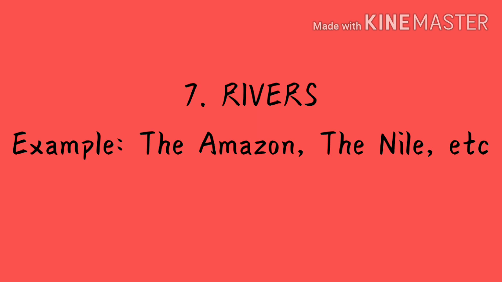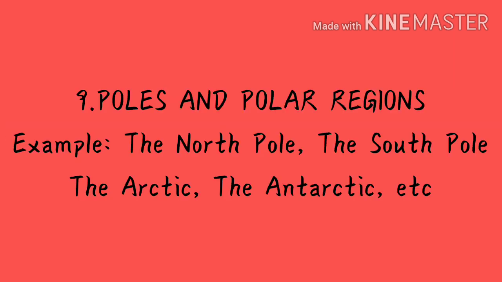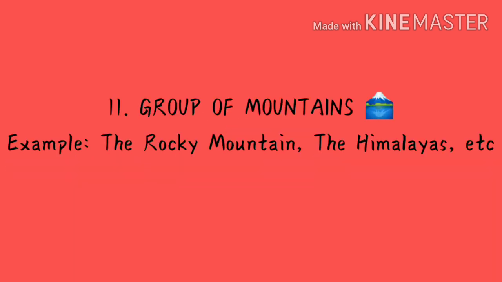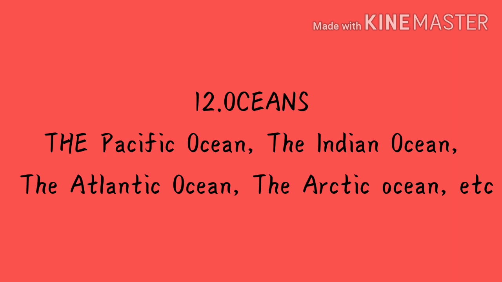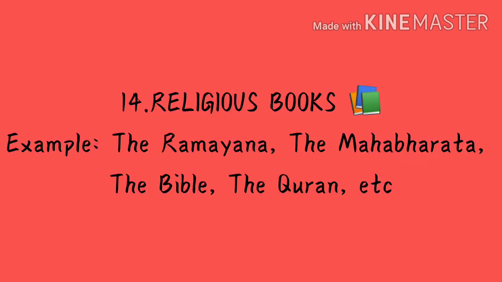Rivers, for example, the Amazon, the Nile, etc. Canals and channels, for example, the Panama Canal, the Suez Canal, the English Channel, etc. Poles and polar regions, for example, the North Pole, the South Pole, the Arctic, the Antarctic, etc. Republics, for example, the Republic of Congo, etc. Group of mountains, for example, the Rocky Mountains, the Himalayas, etc. Oceans, for example, the Pacific Ocean, the Indian Ocean, the Atlantic Ocean, the Arctic Ocean, etc. Deserts, for example, the Sahara, the Thar, the Gobi, etc. Religious books, for example, the Ramayana, the Mahabharata, the Bible, the Quran, etc.